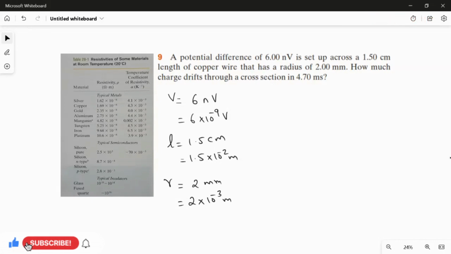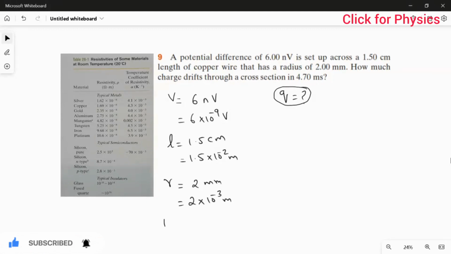Now what are we going to find? We are going to find the value of the charge. When you give the potential across the copper wire, what will happen? The charge will drift through the cross section. So in time 4.7 millisecond, how much charge will drift across the cross section? That means we are going to find the value of the charge. At time t equal to 4.7 millisecond. Milli stands for 10 to the power of minus 3, which is 4.7 multiply 10 to the power of minus 3 second.